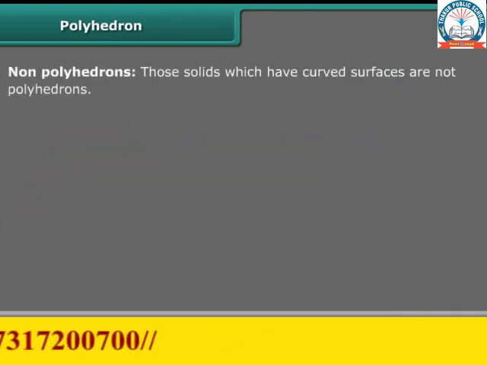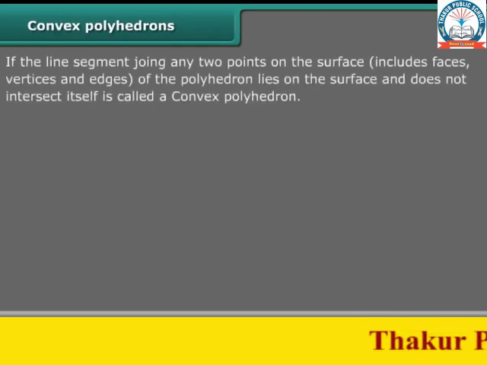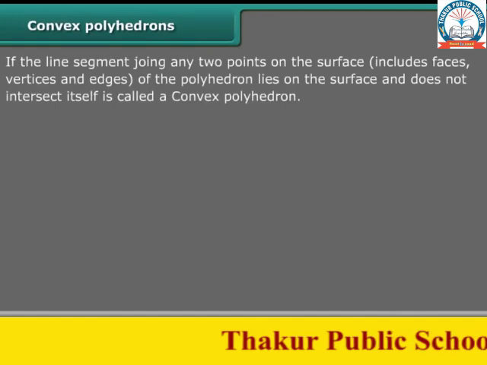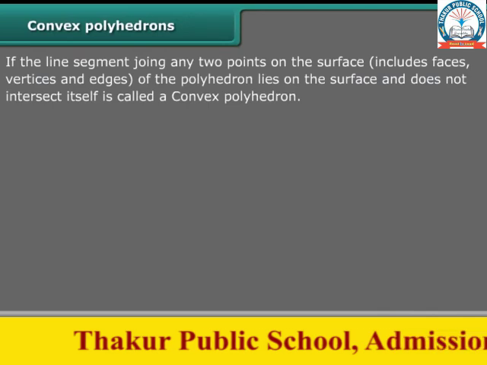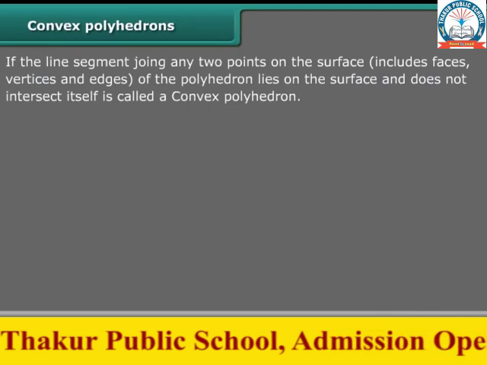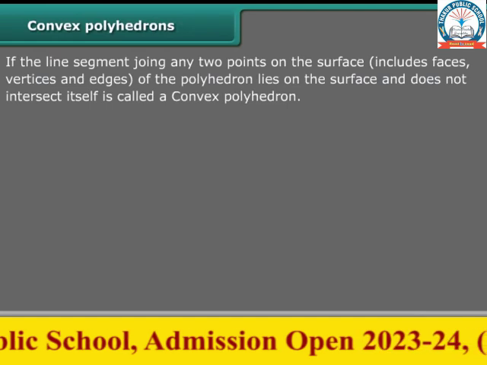Non-polyhedrons. Those solids which have curved surfaces are not polyhedrons. Cylinder, cone, sphere. Convex polyhedrons. If the line segment joining any 2 points on the surface, including faces, vertices and edges of the polyhedron, lies on the surface and does not intersect itself, it is called a convex polyhedron.